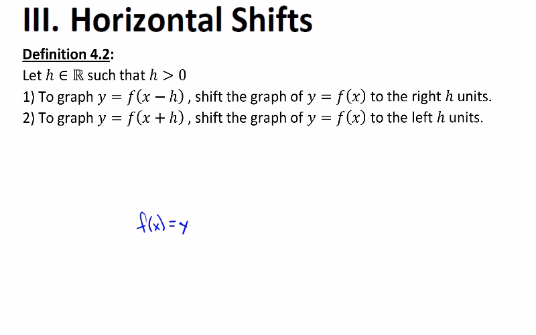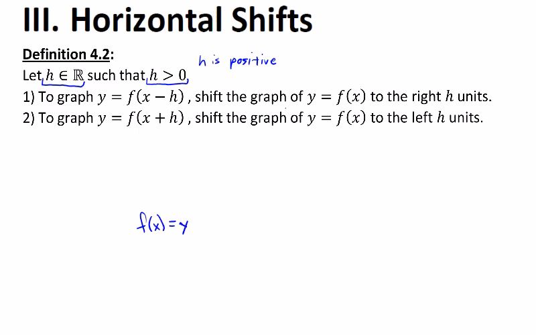Here, I'm going to still take a real number. We're going to let h represent a real number. And again, h has to be something that's greater than 0. So h is positive, just like k was positive for the vertical shift. But this time, I'm not going to add or subtract with h to f of x. I'm going to do it directly to x.